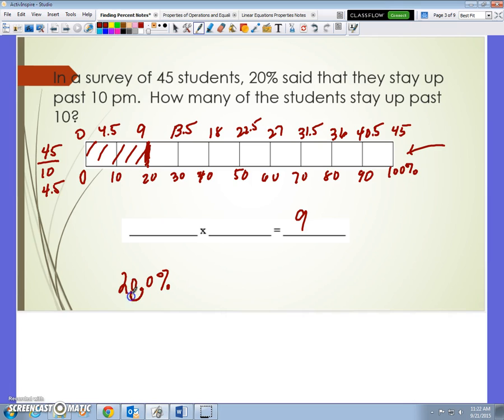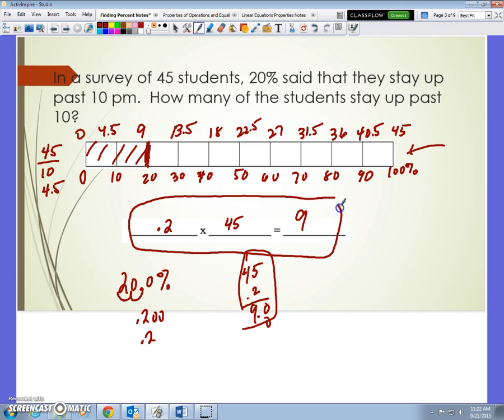I'm going to move it 2 spots to the left, 0.200, or better yet, just 0.2. You don't need the zeros at the end of a decimal. 0.2. I'm going to times it by the original amount, 45. And when I multiply it in my calculator, or I can even do it here for you, you get 9.0, or just 9. So this is going to be way faster than us having to make a chart every time, but it represents the same amount.